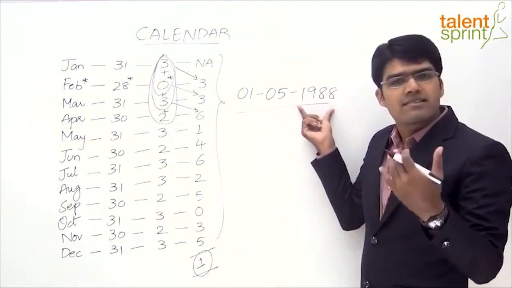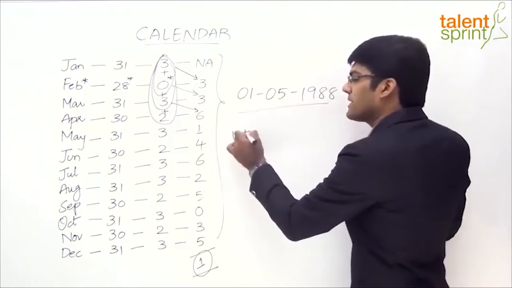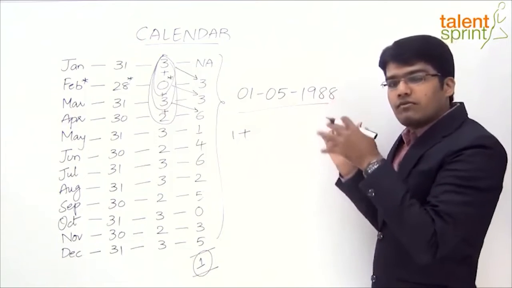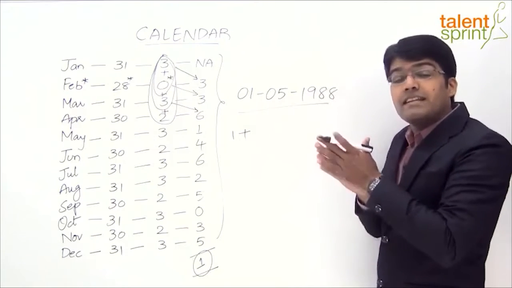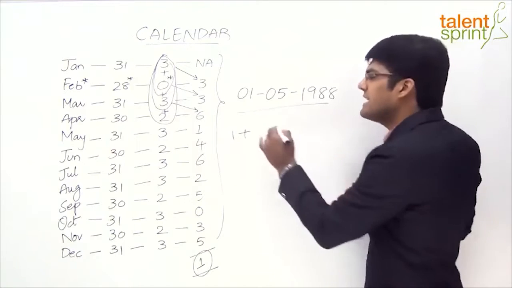1988: up to 1600 years, 0 odd days. Then 1601 to 1900, 1 odd day. Now we are in the 88th year, so forget about the 88th year for now. First calculate from 1901 to 1987. From 1901 to 1987, we have 87 years.